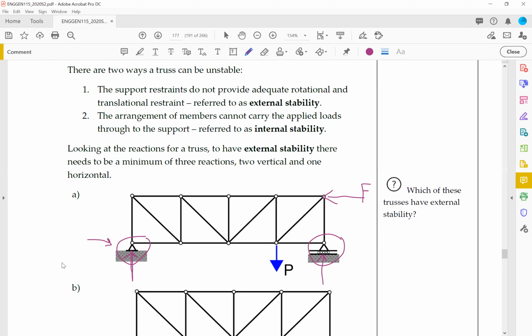So now looking at the structure, given the two external forces that we've applied, F and P, the reactions of this structure are adequate to counteract both F and P, because the pin and the roller support provide upwards reaction to go against the P force, and that pin connection has a horizontal reaction to go against that F force. So external stability is when stability of the structure is provided by the supports or the reactions.